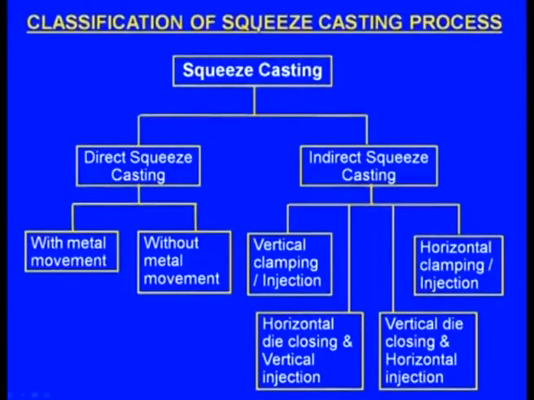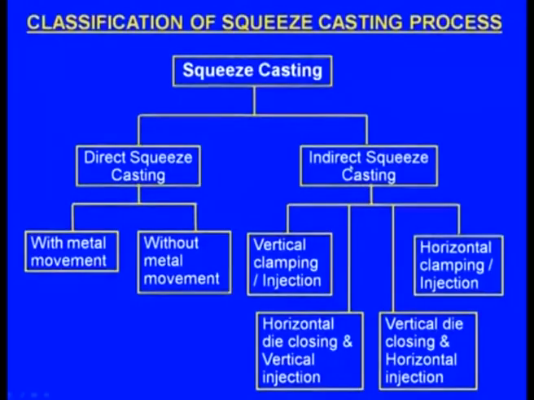Now what is the classification of the squeeze casting process? Broadly it is classified as direct squeeze casting and indirect squeeze casting. So two types, one is direct squeeze casting and the other is indirect squeeze casting. Under direct squeeze casting there are two sub classifications: with molten metal movement, and without metal movement.